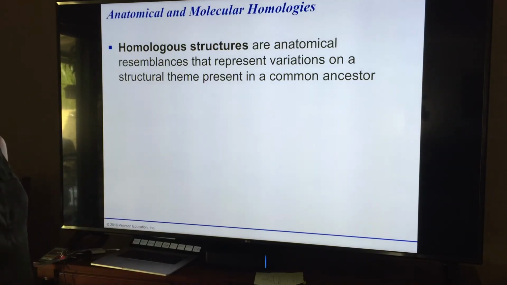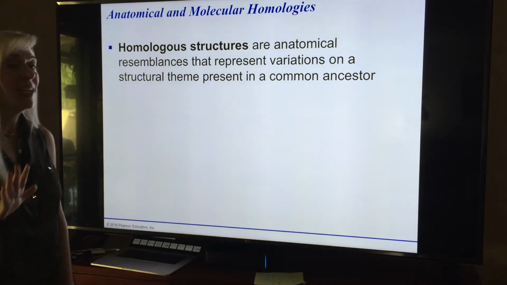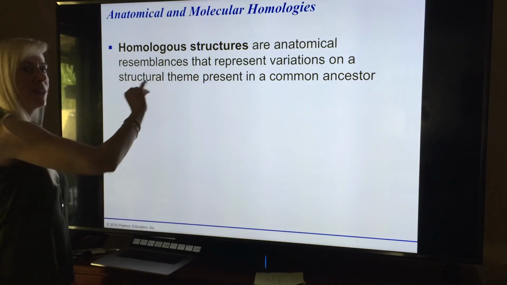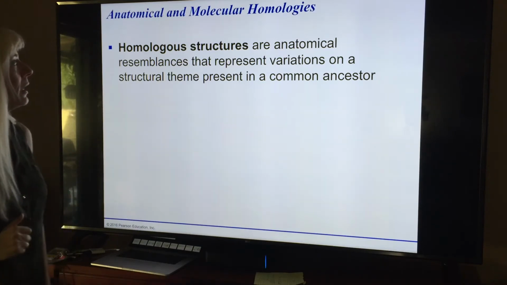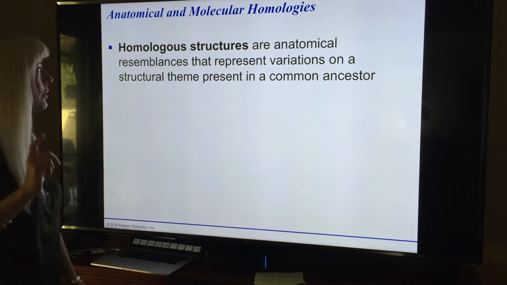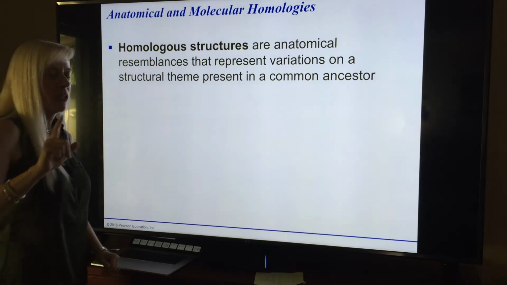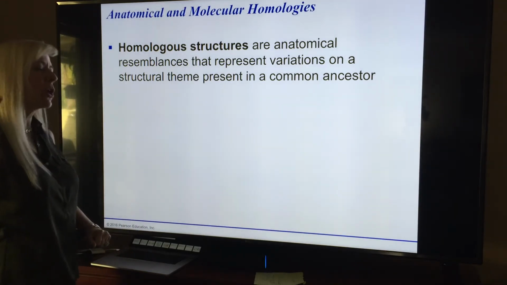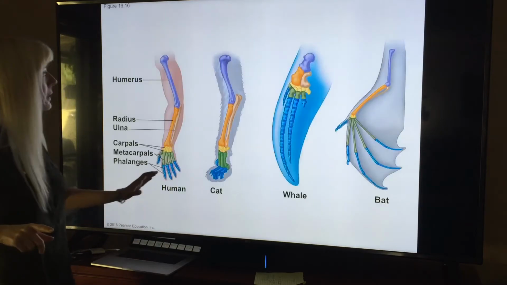Homologous structures. Look at how, remember, science is not creative. They're using the same thing over and over again. Prefix: homo, same. Homologous structures are anatomical resemblances that represent variations on a structural theme present in a common ancestor. They always give the exact same examples over and over again.